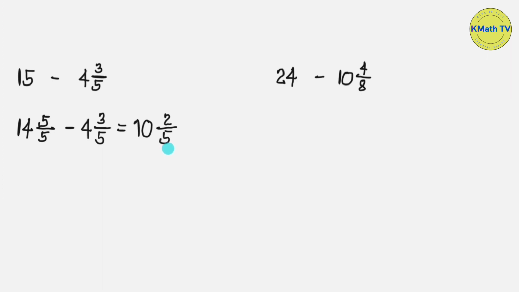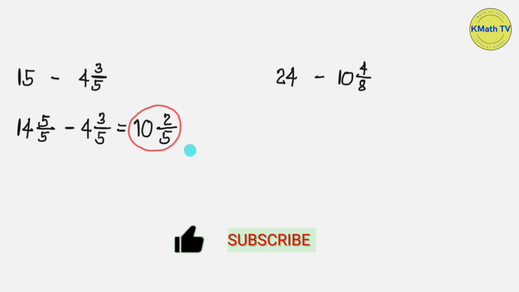2/5 is already in lowest term because the numerator and the denominator are both prime numbers. So, this is the final answer. Another example, 24 minus 10 and 4/8.